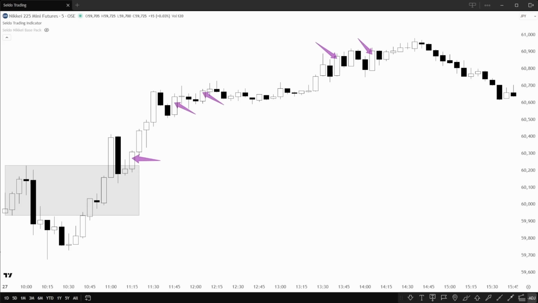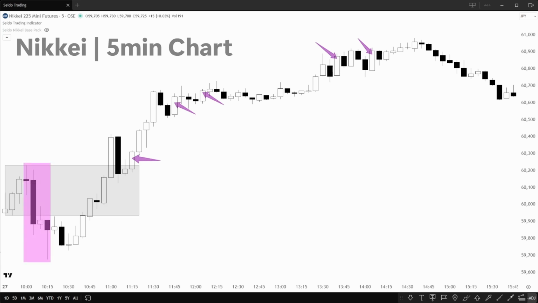This is a 5-minute chart of the Nikkei. I've marked the H1s in pink. Price pulls back early in the morning before strong momentum appears, pushing price through the high. After the first pullback, this candle here creates the H1.